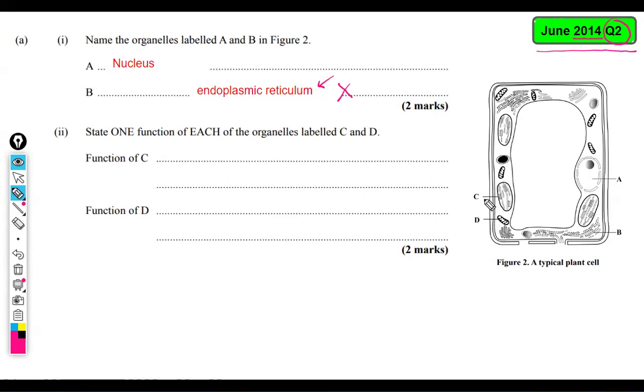Anybody can tell me what C is? What is C supposed to be in the plant there?